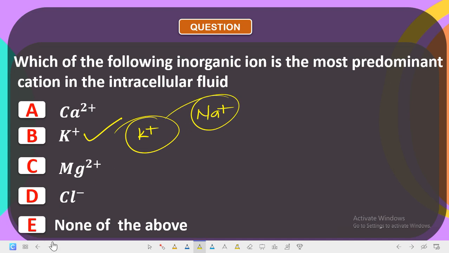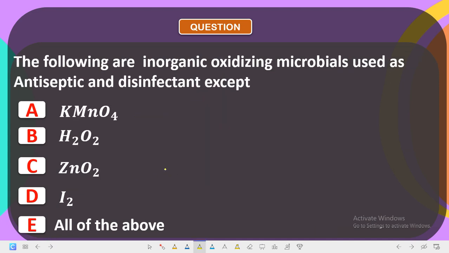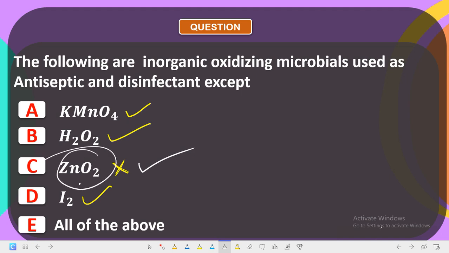Sodium cation. Okay? Now, the following are inorganic oxidizing microbials used as antiseptic and disinfectant, except. Every other thing here is used, hydrogen peroxide is used, iodine is used, but zinc oxide is not used as an antiseptic and disinfectant. So that is the correct answer because we are looking for the one that is except. So the correct answer is zinc oxide.